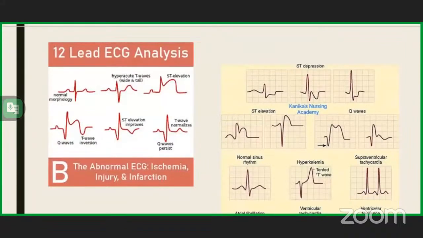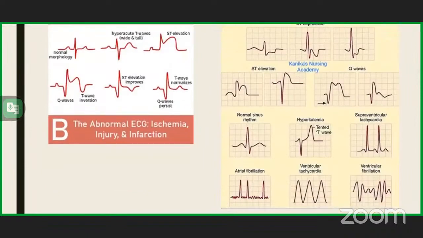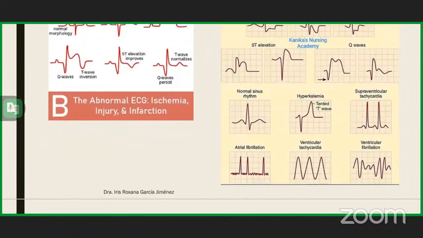In this slide I'm showing you some patterns in English, of course. When you have the chance to evaluate how 12-lead ECG analysis could be done, the abnormal ECG from ischemia, injury, and infarction is possible to be checked. Then we have some more patterns described in the yellow chart, and it's possible to notice how these waves are changing. So study this specific vocabulary.